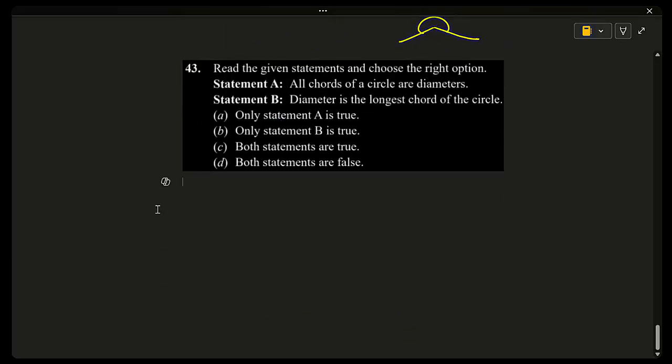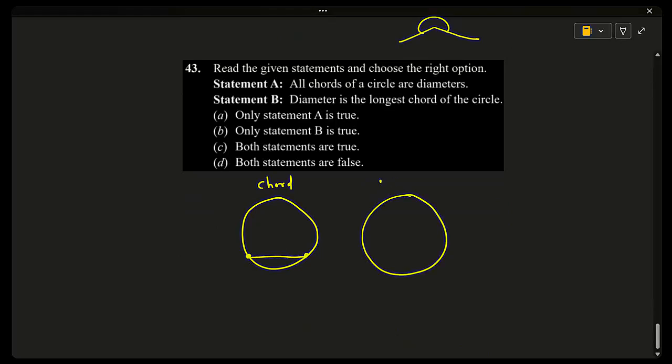Third one. Read the given statements and choose the right option. Statement A. All chords of a circle are diameters. So first of all, we should be very clear with the definition between chord and diameter. Chord means what? If a line segment is there joining 2 points on the circle, we call it chord. But what is diameter?